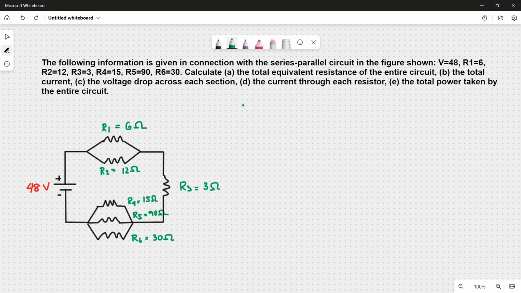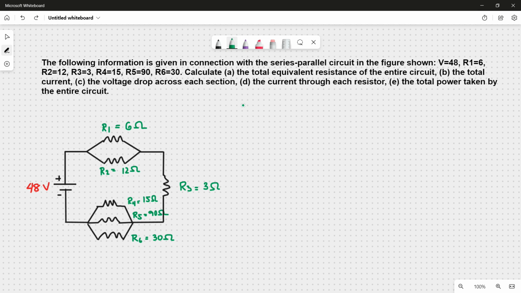The following information is given in connection with the series parallel circuit in the figure shown. The voltage is 48, R1 is 6, R2 is 12, R3 is 3, R4 is 15, R5 is 90, and R6 is 30. Calculate the total equivalent resistance of the entire circuit, the total current, the voltage drop across each section, the current through each resistor, and the total power taken by the entire circuit.